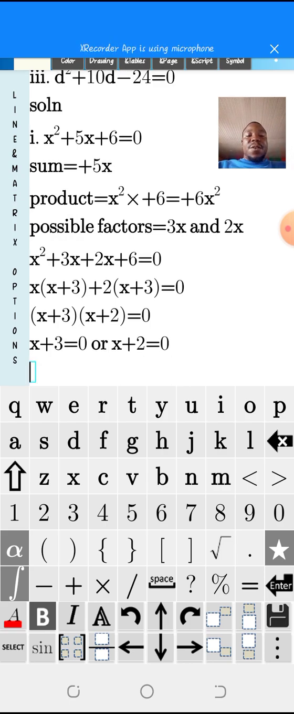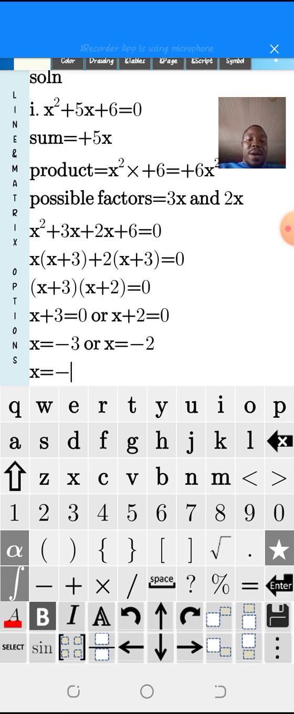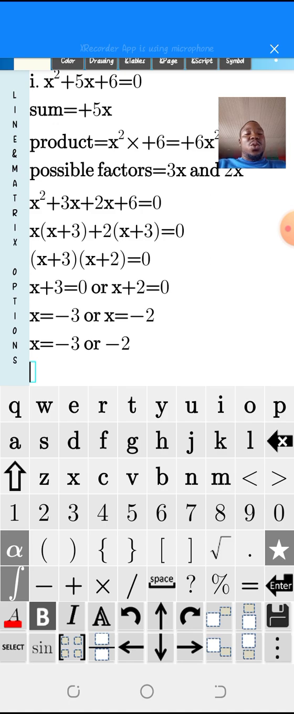And then from here, solving for x makes x to be equals to minus 3, because by transposition, your plus 3 crossing the sign of equal to the other side becomes minus 3, okay? So you have x equals minus 3, or x equals minus 2, okay? That means x is equals to minus 3 or minus 2. So that's basically how to solve a quadratic equation using the factorization method.